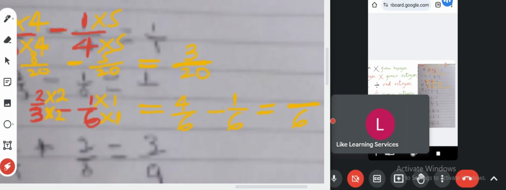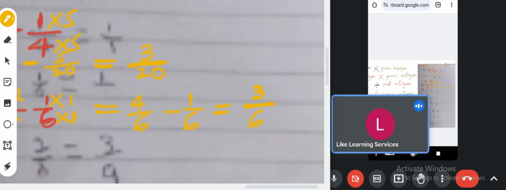To the numerator, you have to subtract them. Go ahead. 4 minus 1, 3. 3 over 6. Do you know you can reduce this to its lowest term? Do you know you can still reduce it to its lowest term? Look for something that can divide 3 and also divide 6.